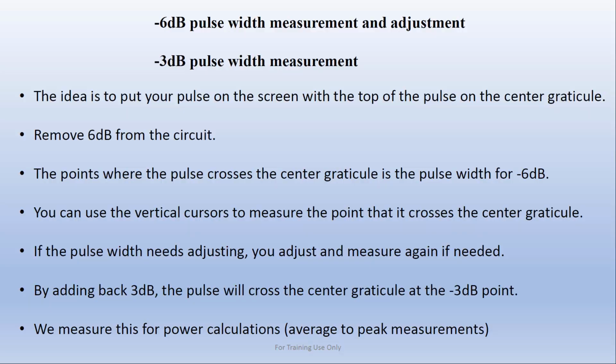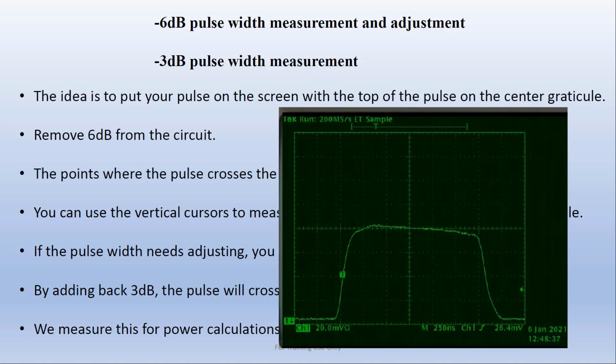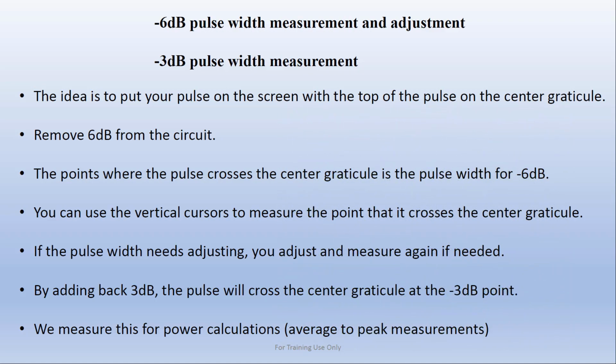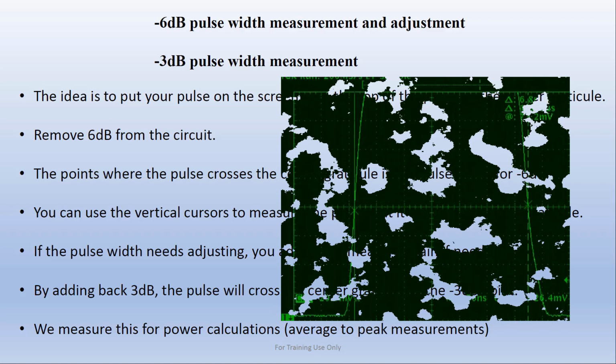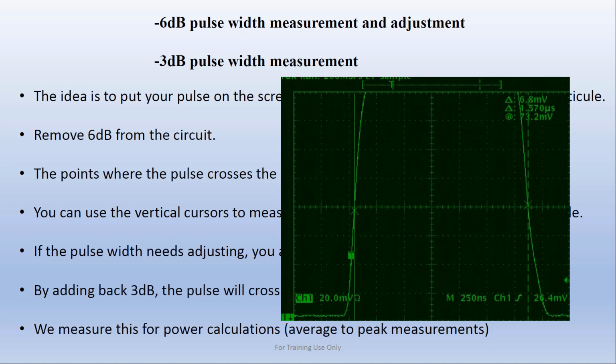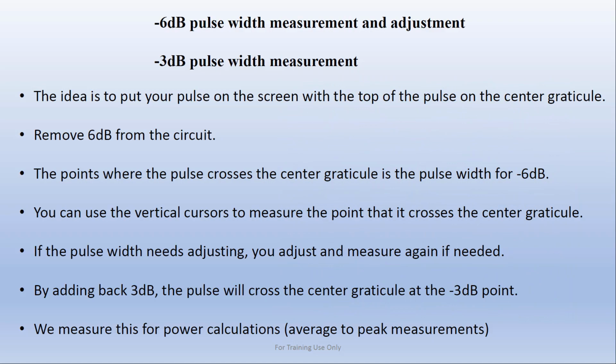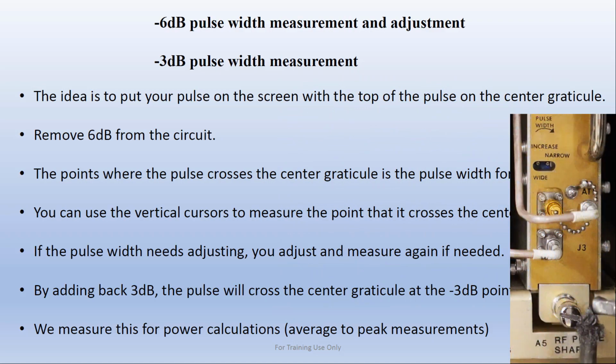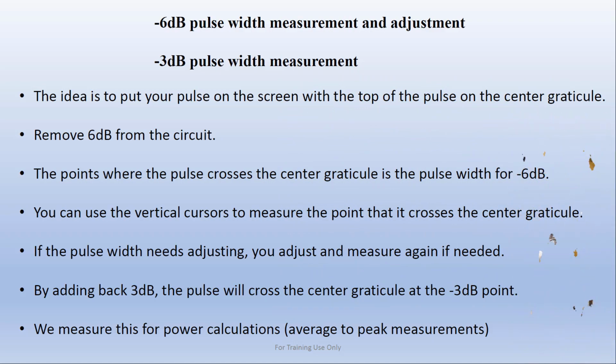Now that the rise time is set, it's time to verify our 6 dB pulse width, adjust it if necessary, and then measure our 3 dB pulse width. The idea is to put the pulse on the screen with the top of the pulse on the center graticule. We'll then remove 6 dB from the circuit. The pulse will rise. The points where the pulse crosses the center graticule is the pulse width for 6 dB. You can then use your vertical cursors to measure the point where the waveform crosses the center graticule. If the pulse width needs adjusting, you'll adjust it using the pulse shaper and measure again if needed.